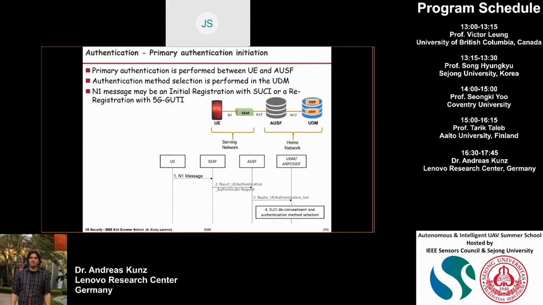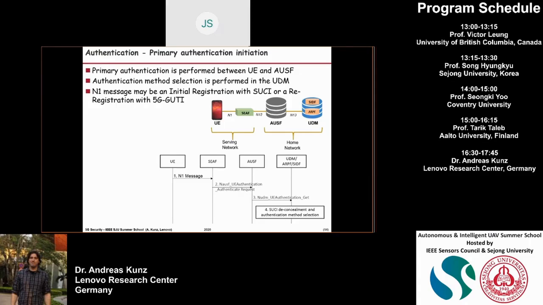The primary authentication is performed always between the UE and the AUSF. The UE and the SEAF can reside in the serving network, but the AUSF and the UDM are always in the home network. The UDM is the one that selects the authentication method. We have two authentication methods, as said before, 5G AKA and EAP-AKA prime.